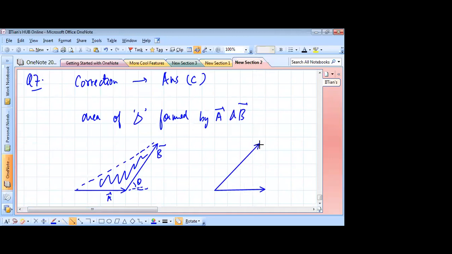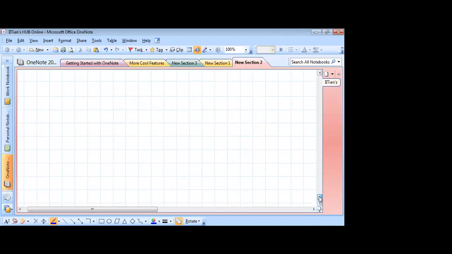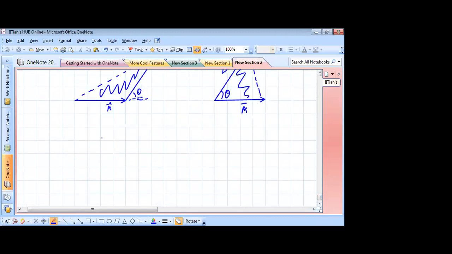And in both cases, they are different triangles, but they have the same area because that area will be base into height. So half base into height. Okay. So that is half of magnitude of A into B sin theta. Okay. So you can see it is half of mod A cross B.